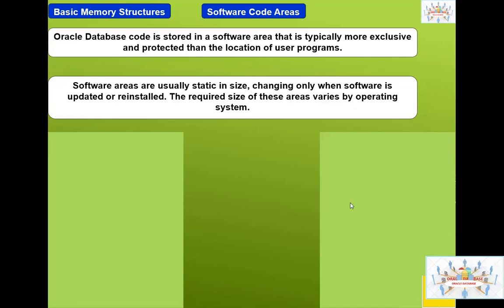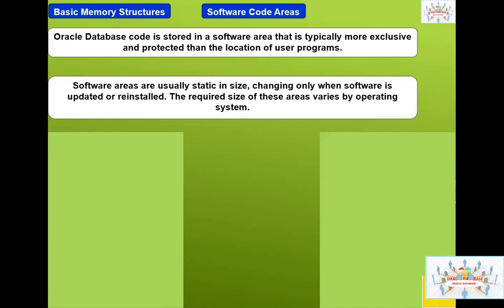You can install various software in your host machine, say Oracle Enterprise Edition, and then Oracle Grid Infrastructure, or likewise. But we have to make sure that we are not going to install all the different software in the same host. That's a different story. Anyway, with whatever software is installed, they are talking about the kernel, the software required to make sure things are working within the database. That's why it is more exclusive and protected than the location of user programs.